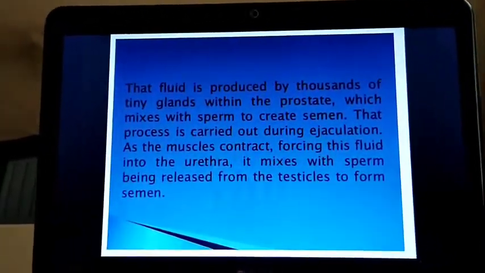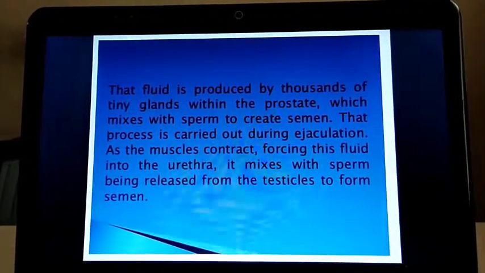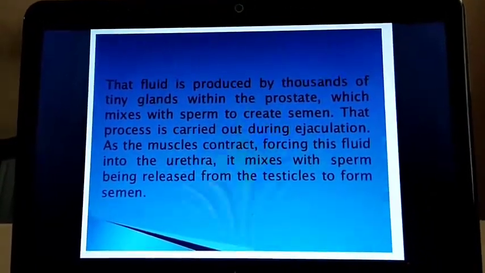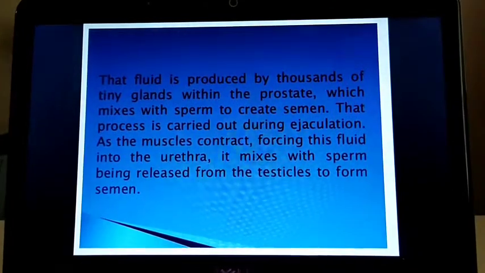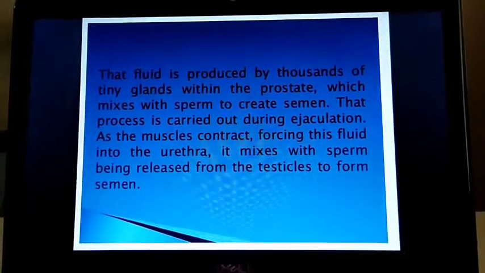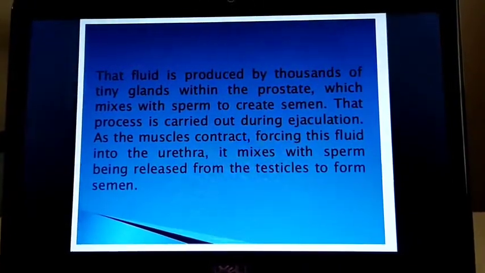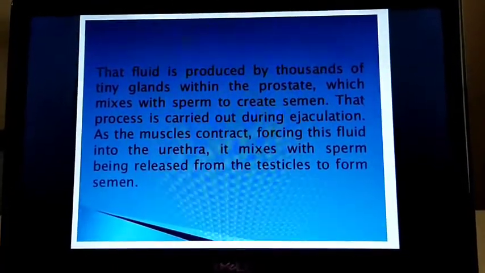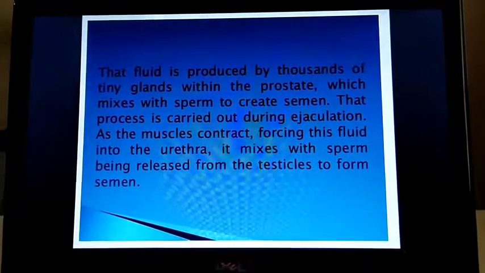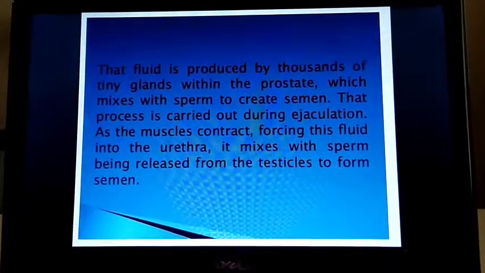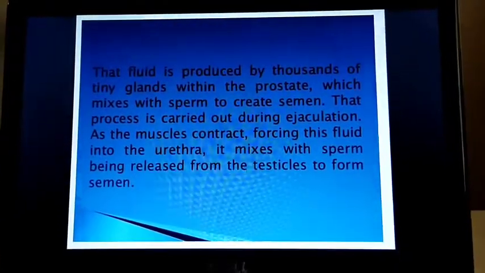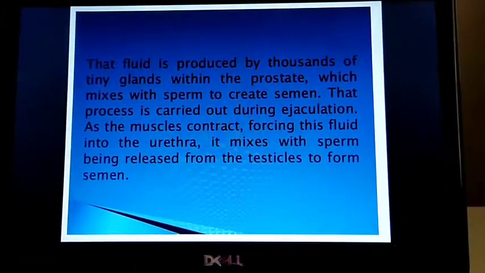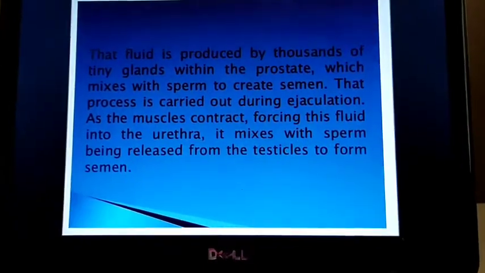The fluid is produced by thousands of tiny glands within the prostate, which mix with the sperm to create semen. The process is carried out during ejaculation as the muscle contracts, forcing this fluid into the urethra. It mixes with the sperm being released from the testicles to form the semen. And first of all, it is a fibromuscular glandular structure.